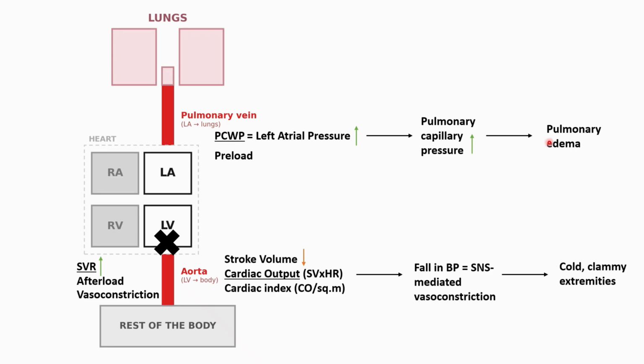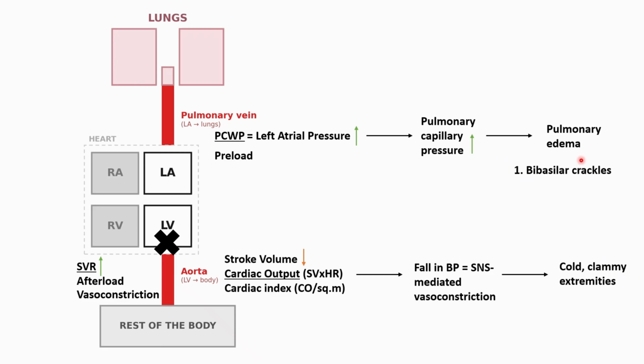But how will the USMLE give you this? They won't say pulmonary edema. They'll give you important clinical findings. The first is bibasilar crackles. So on the base of both lungs, you'll hear crackles on auscultation. Why the base? Because that's where fluid gravitates. When you're standing or sitting, that's where fluid gravitates, at the bases.